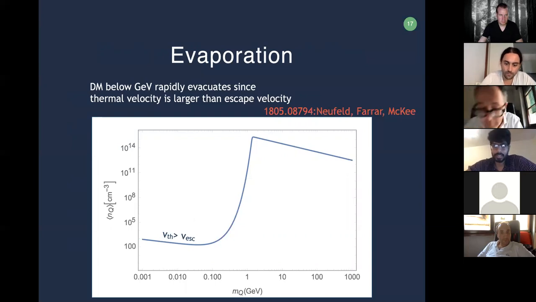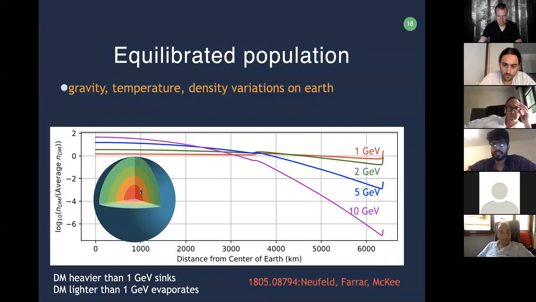Okay. There is a second effect, which is that the Earth is not uniform. There is gravity that's trying to pull things towards the center of the Earth. There are temperature variations. There are density variations between the core, mantle, and the crust. And when you calculate this, again, the 1805 paper shows that dark matter heavier than a GeV sinks.